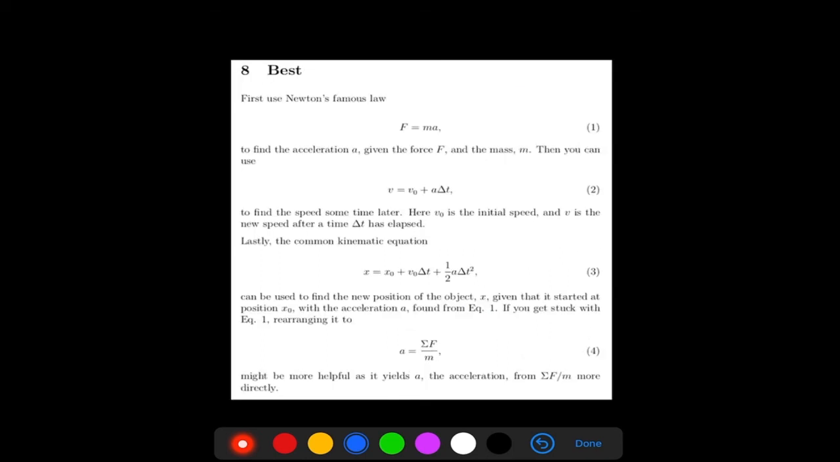Okay? And I think this is the best one here that I got all cleaned up. All the usual things. Looks like we have some nice flow, complete sentence. There's a period in there. Then you can use this to find the speed sometime later. Ooh, look at that. Looks like I even have a paragraph in here to break up an idea. But when I break up the idea, I continue on with a nice sentence with a comma there. It can be used to find the object x, given that it started with the position x naught, acceleration a, found from equation 1.